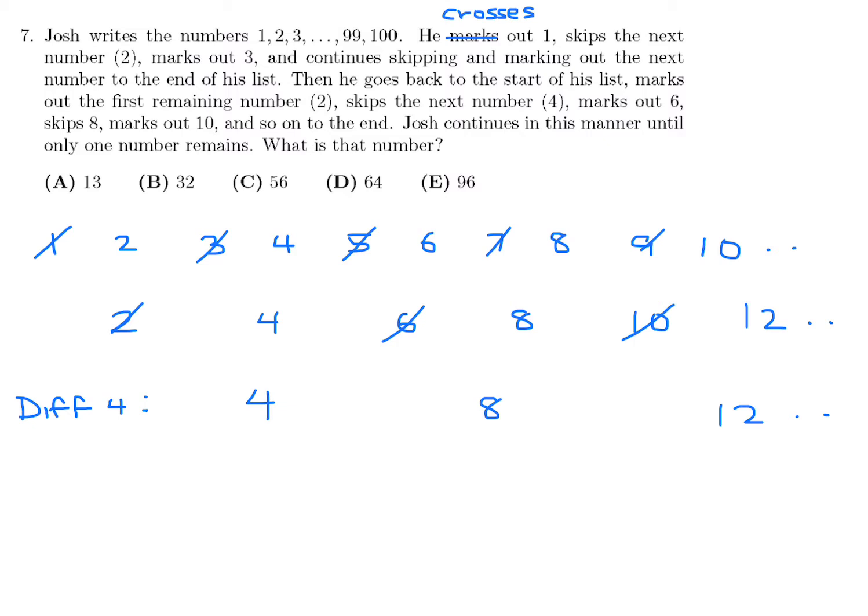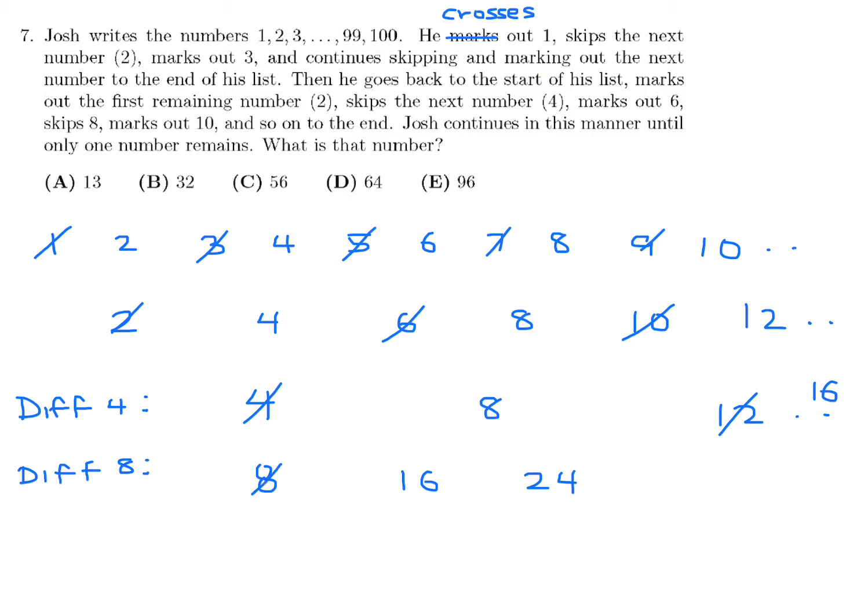Okay, so now we do the same thing again. We cross out the first one, and then we leave in the second one. Cross out the next one, and leave in the next one. When we leave in the next one, that would be a 16 because the difference is 4, right? So that means the numbers that are left are 8, 16, and so on. And this time the difference is 8. And that's important because it allows me to add what the next number is when I know the difference.